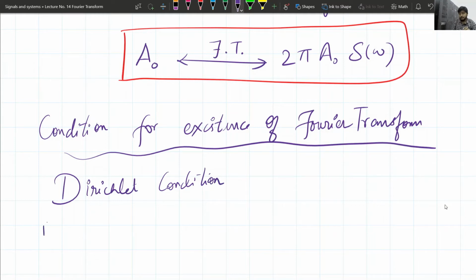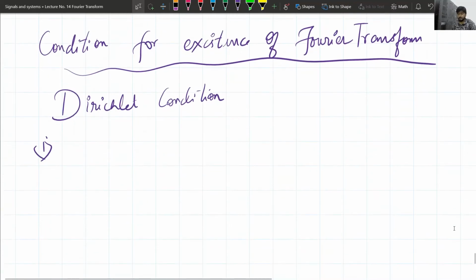We have to keep in mind that the Fourier transform is a consequence of Fourier series representation only, viewing a periodic signal as an aperiodic signal of infinite period. Then there is a set of three conditions which are known as the Dirichlet conditions.